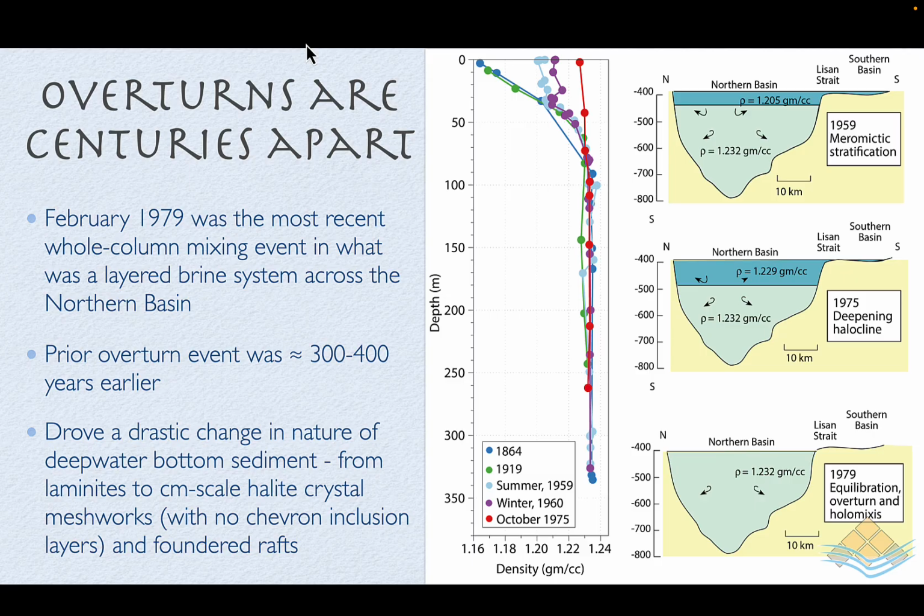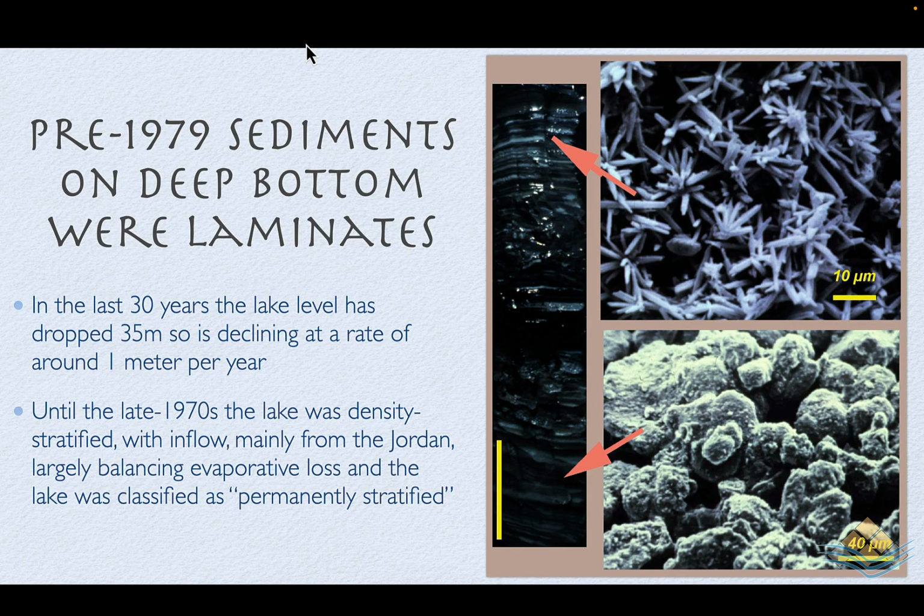Now, that transition from a density stratified meromictic system into a holomictic system drove a significant change in the nature of bottom water sediments from what were previously carbonate dominated with some gypsum laminites into deepwater halite accumulating meshworks, typically without chevron inclusions in them, and a combination with founded rafts below a water column that was 300 meters of halite saturated brine. We look at the pre-1979 sediments on the bottom.